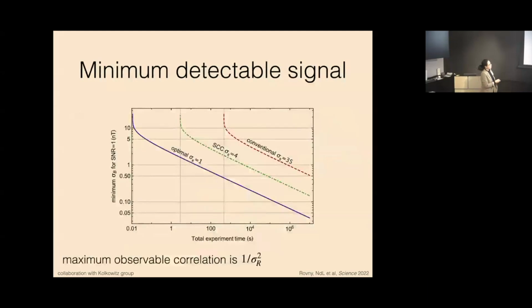The way that you really want to parameterize this is to ask how small of an amplitude of noise I can see in this correlation as a function of averaging time. If I just had quantum projection noise limited readout, I would get this curve here. So to see a nanotesla, I would need tens of seconds. For conventional readout, I would need something like 1 million seconds, which is too long.